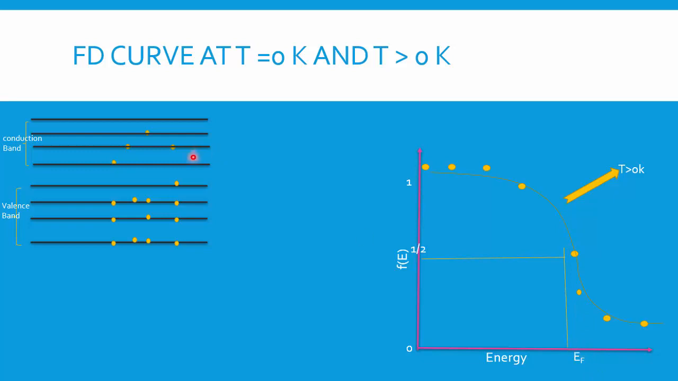Similarly, for the conduction band, that means higher energy levels, it was 0 at T equal to 0 Kelvin, but now these energy levels will be occupied by some electrons. So there will no longer be probability 0, or 0 attendance. The electrons will now have more than 0 value. The probability value will be more than 0. So you get this kind of curve for temperature greater than 0 Kelvin.